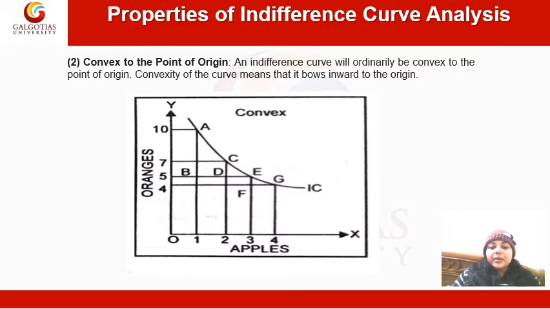The consumer gave up 3 oranges, shown between points A and B, for getting one additional apple, and 2 oranges for getting another apple, and 1 orange for getting yet another apple. So this situation conforms to real life. Consequently, the indifference curve is convex to the point of origin.